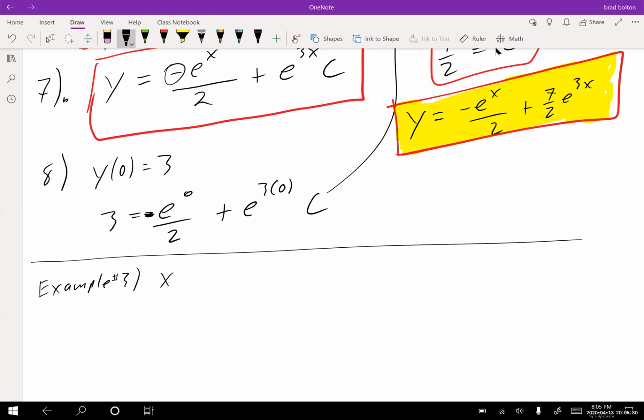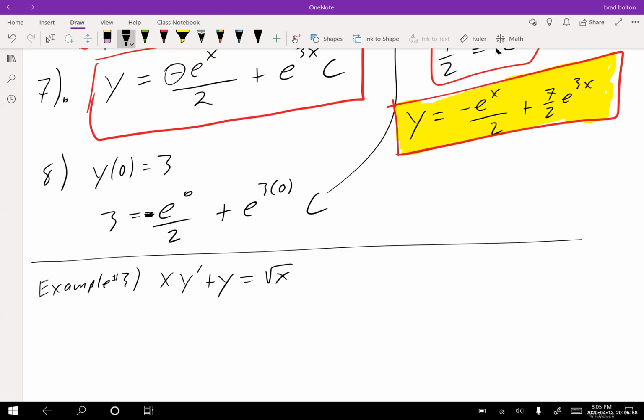We have x y prime plus y is equal to the square root of x. Okay, so no initial condition this time. So we can just kind of go through it. So take a minute, pause the video, look at your 8 steps. This one will only require 7 because there's no initial condition. And why don't you guys try to go steps 1 through 8, kind of looking back at your notes, trying to do it. Okay, so take a minute to do that.